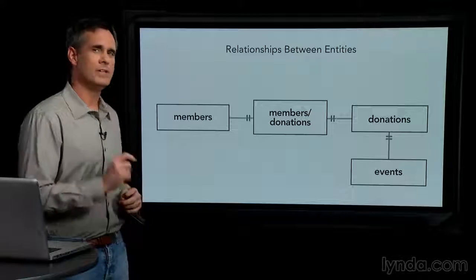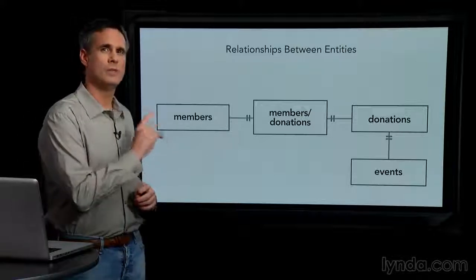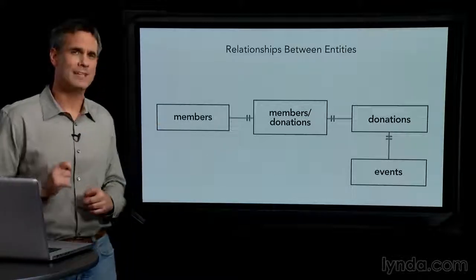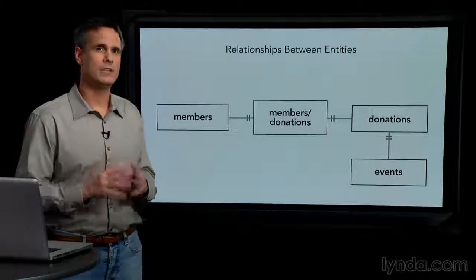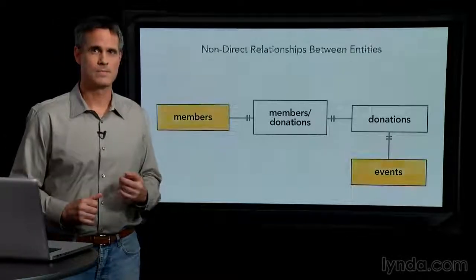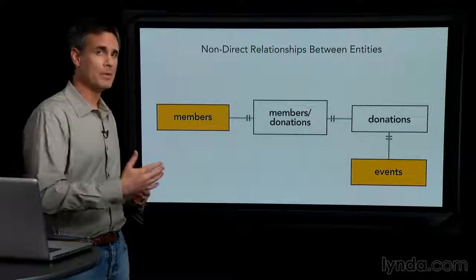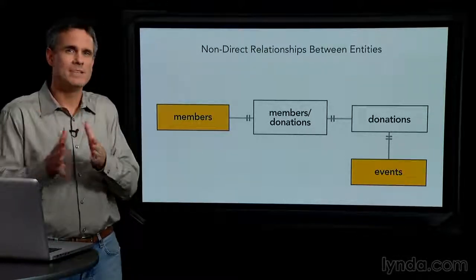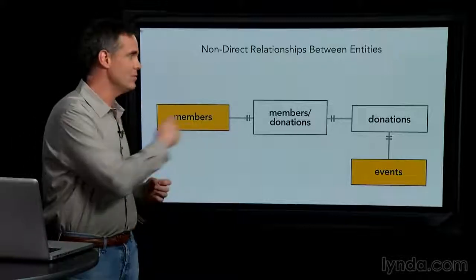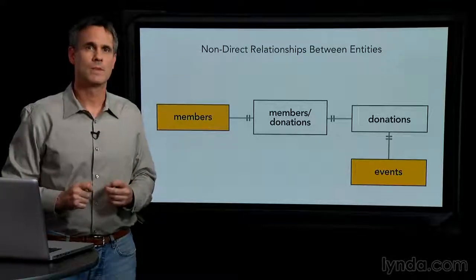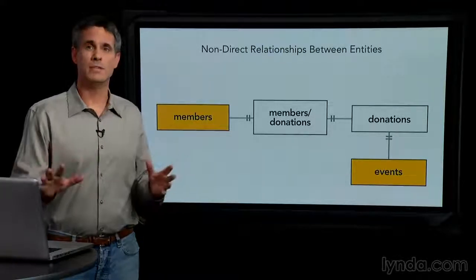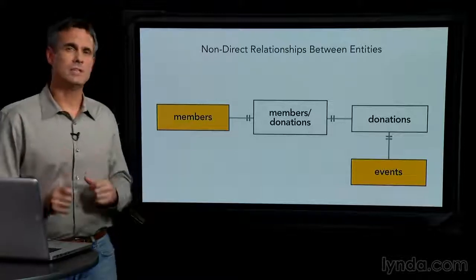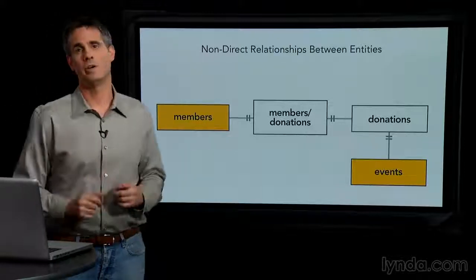Now let's take a look at the entire diagram with all the relationships in place. The one thing to note here is that although the relationships are not drawn between members and events directly, these tables are still related through a chain of relationships. For example, a member could submit a donation when they're attending an event, and therefore that member is indirectly related to the event through this chain of relationships.